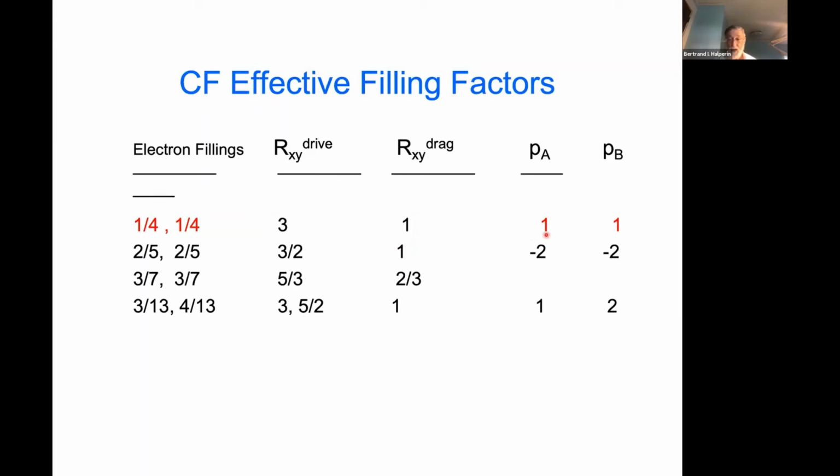We have filling fractions with PA and PB equal to 1. We get for 2/5, 2/5. Let me forget about the transport for the moment, but you get -2, -2 for 3/13, 4/13. We get 1 and 2. Let me skip 3/7 for the moment.